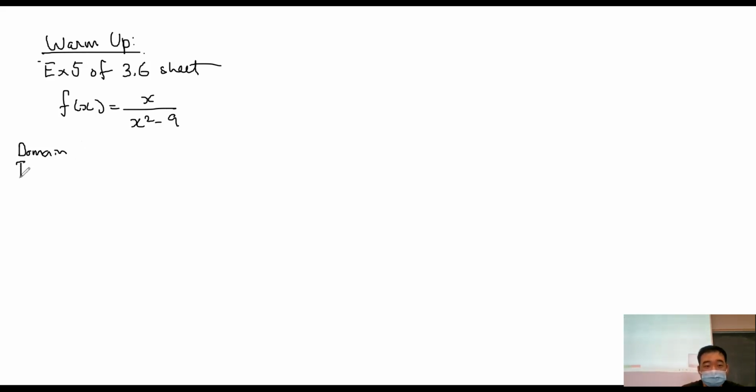The next thing we're going to do is talk about intercepts. What does that mean? If x equals 0, what is y? Or in other words, what is f of x? And if the y value is 0, in other words, if f of x is equal to 0, what is x? That's what we're going to figure out. Then we will look at asymptotes.